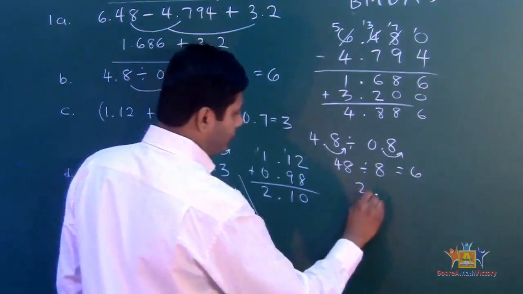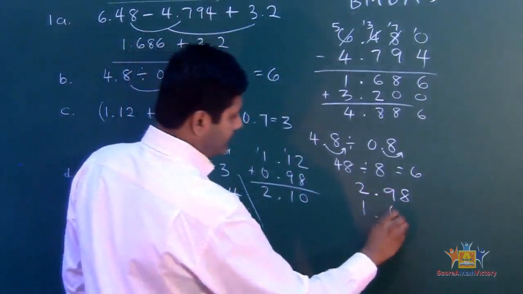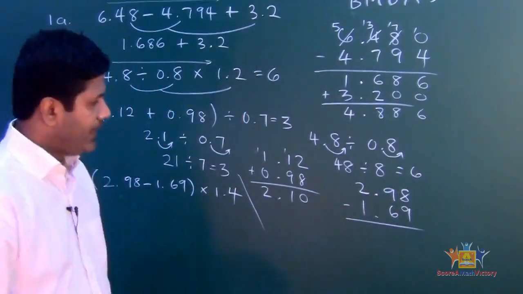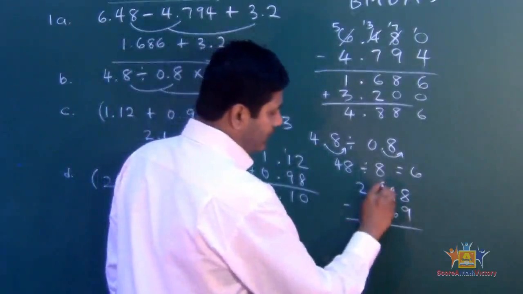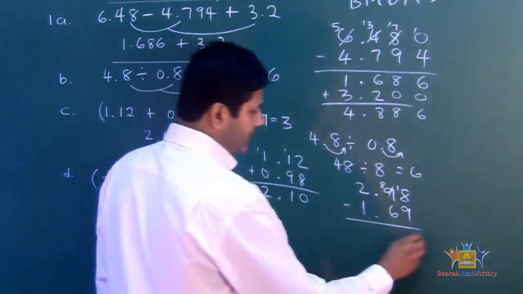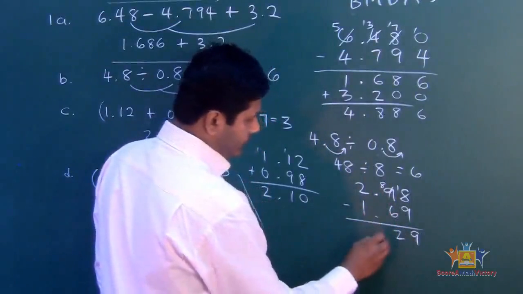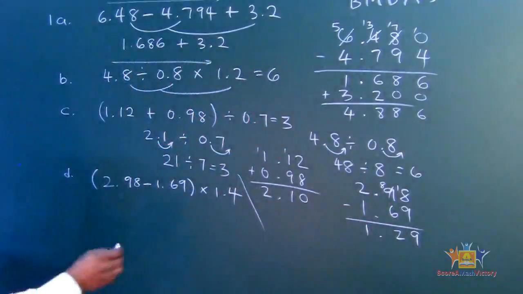So I've got 2.98 and then 1.69. I'm going to subtract. Start from the very right. 8 minus 9, you cannot subtract, so you borrow from 9. 9 becomes 8, 8 becomes 18. 18 minus 9 is 9. 8 minus 6 is 2. And then you bring the decimal straight down. 2 minus 1 is 1. So it gives you 1.29.